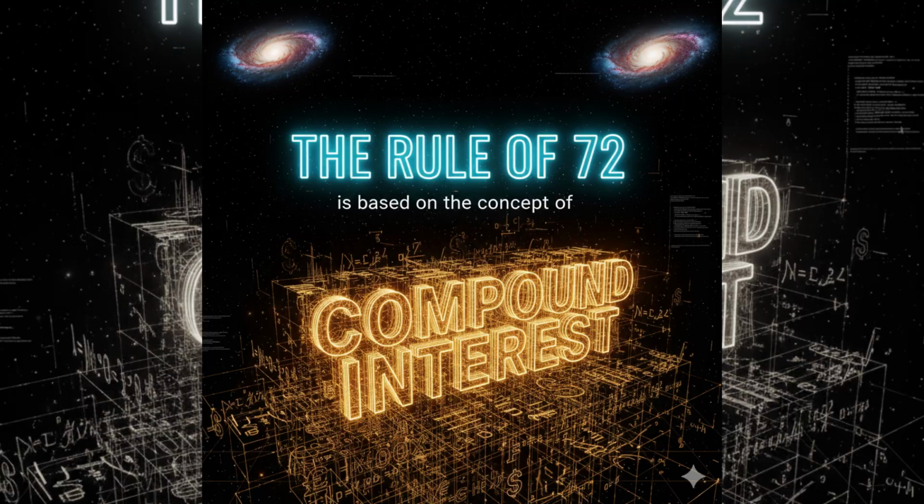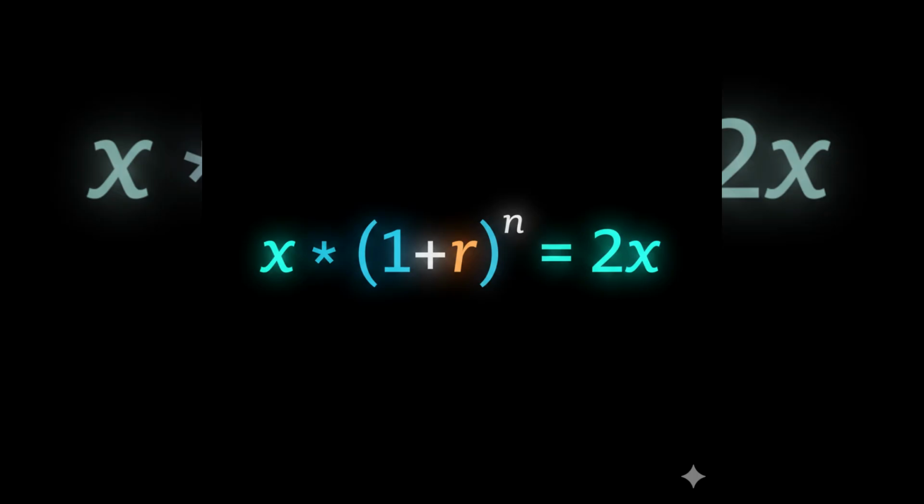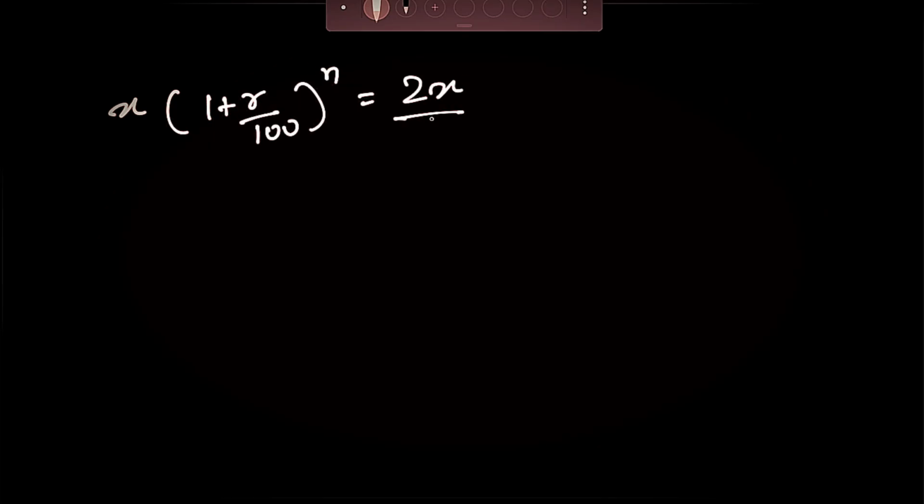Let's start with the math. The rule of 72 is based on the concept of compound interest. What we want to find is the time n it takes an initial investment x to double to 2x. The initial formula for this is the basic formula for compound interest, that is x into (1 plus r by 100) to the power n equal to 2x. This is the amount we want, this is the amount we invested.